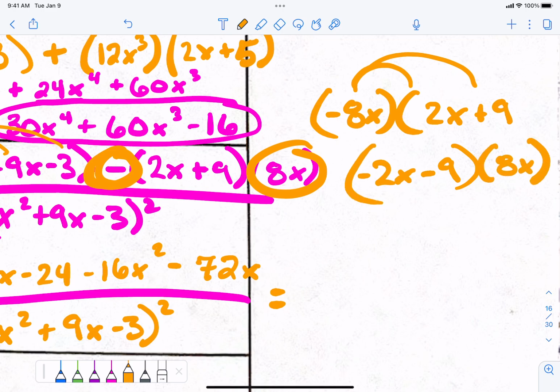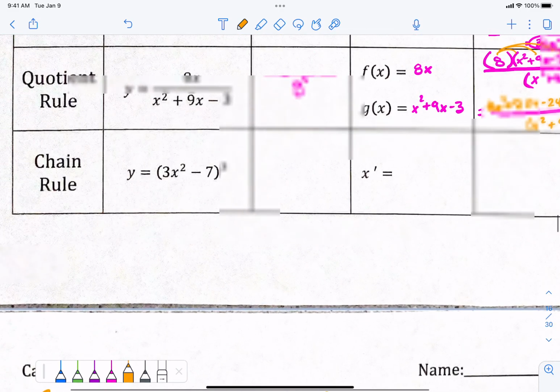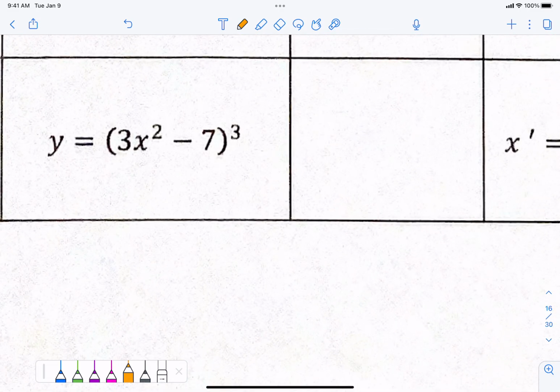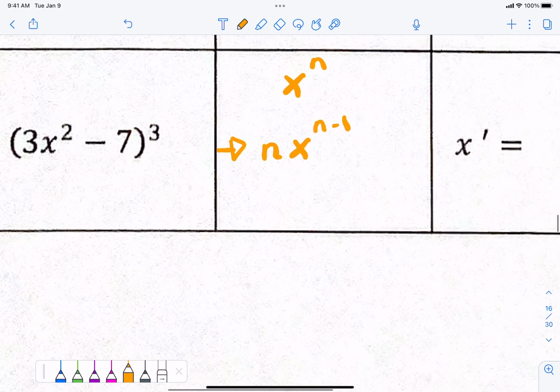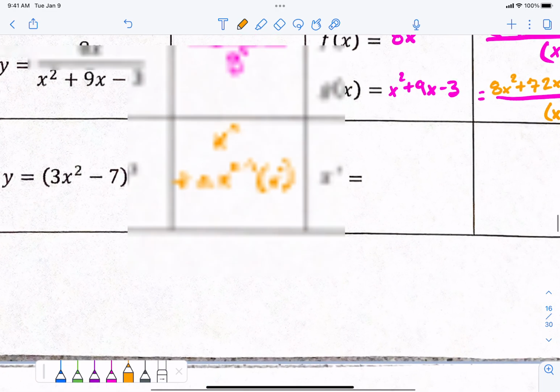Now, what is the chain rule? Okay? All right. The chain rule. Here's the chain rule. Okay. If you have x to the nth power, okay, and you're taking the derivative, you bring the n down in front. N x to the n minus 1, which is like the power rule, except you are going to multiply by x prime, whatever the inside part is, like the derivative of that, okay?